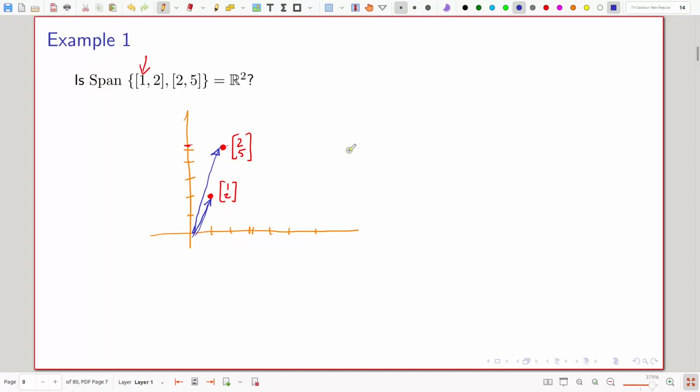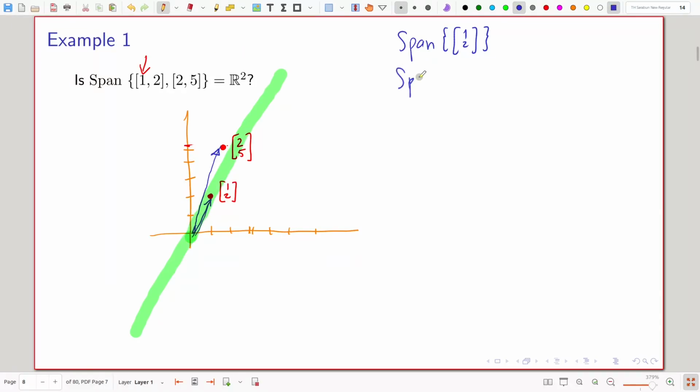What is the definition of a span? A span is a set of all linear combinations, right? So if we just look at the span of 1, 2, what is the span of 1, 2? If you have one vector, the linear combination of that one vector can only be just that vector with the scale, right? You can just scale it, okay? So the span of 1, 2 is going to be a line like this.